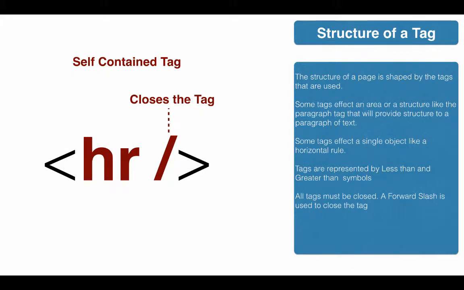This is a self-contained tag. In this case, HR stands for horizontal rule, a line going across the page. If you look at the structure of this tag, we have a less than bracket, HR standing for horizontal rule, and then after that we close the tag off with a / and a greater than symbol. This is a self-contained tag.